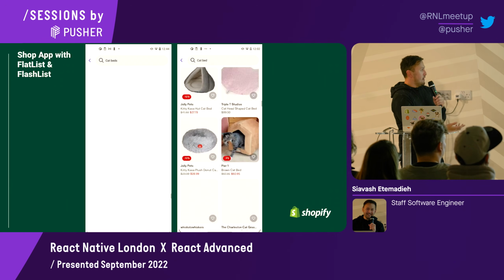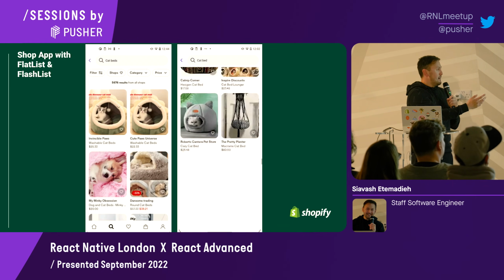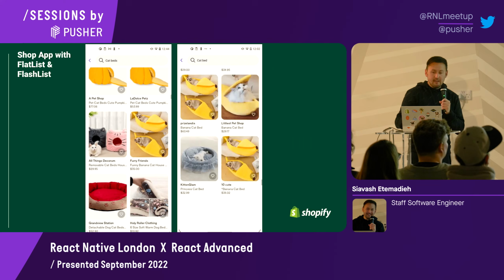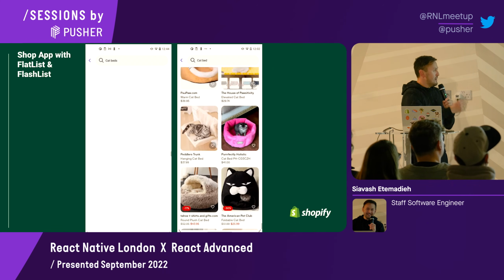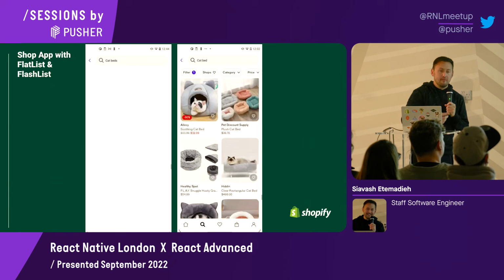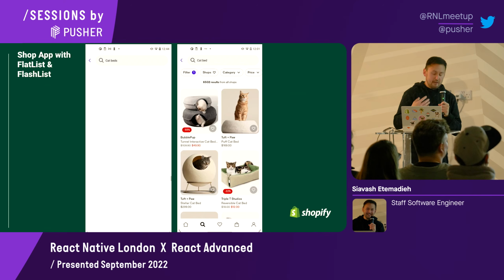And this is an example side by side of our actual production Shop app. The right-hand side is FlashList, and the left-hand side is FlatList. And as you can see, we get into this problem of blank lists. It's unusable in this state in our opinion.